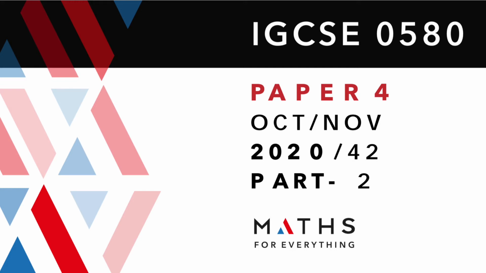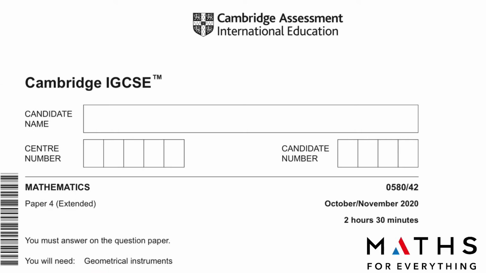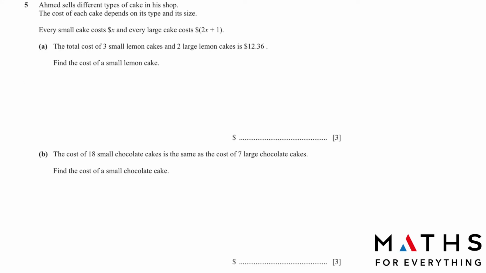Today we are going to solve Cambridge IGCSE Mathematics Paper 4 Extended, October-November 2020, variant 4.2, question number 5 onwards. So let's start question number 5.